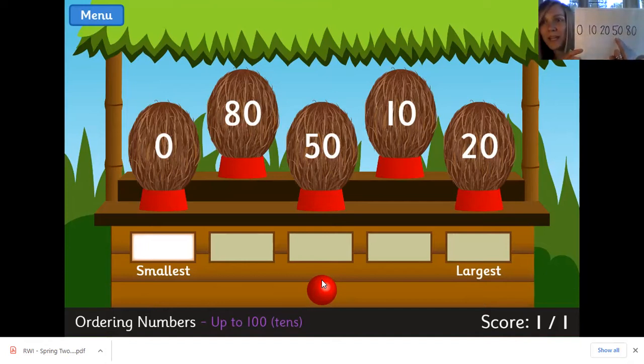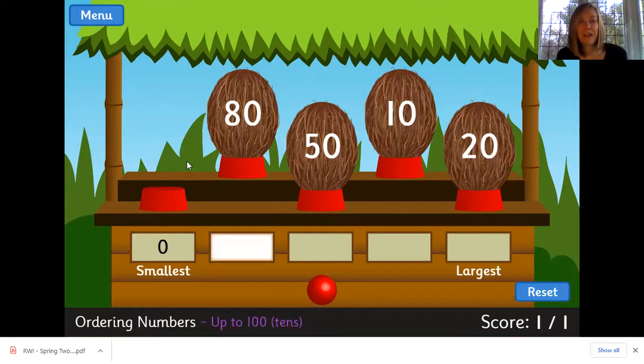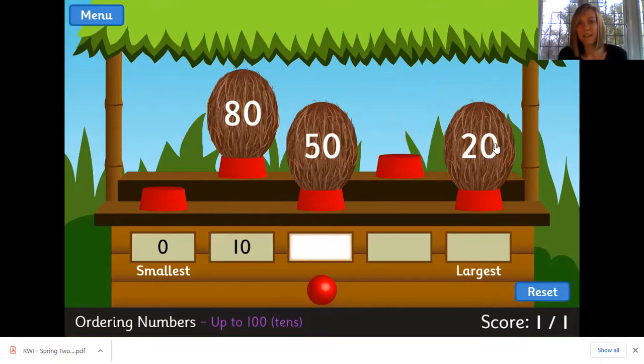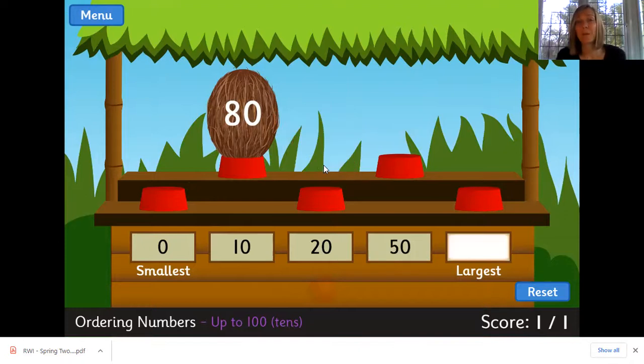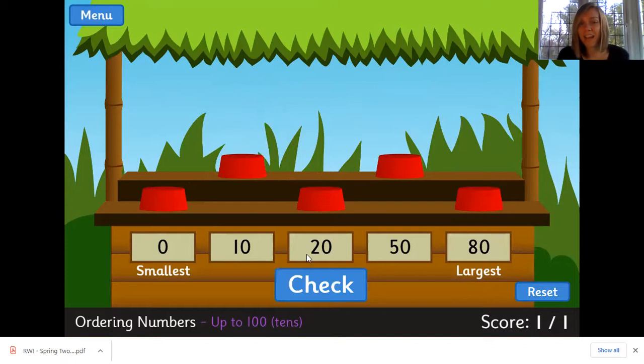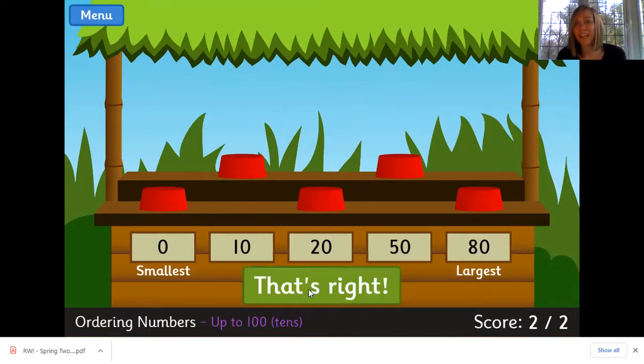Just check your answers for me. And then the biggest number, I've put 80. So I wonder if your order's the same as mine. Let's give it a go. So the smallest number I'm going to knock off is 0. Then I'm going to go for 10. Then 20. Then 50 with that 5 round the right way. And the biggest number, the largest number is 80. Should we check? Excellent. Brilliant job.